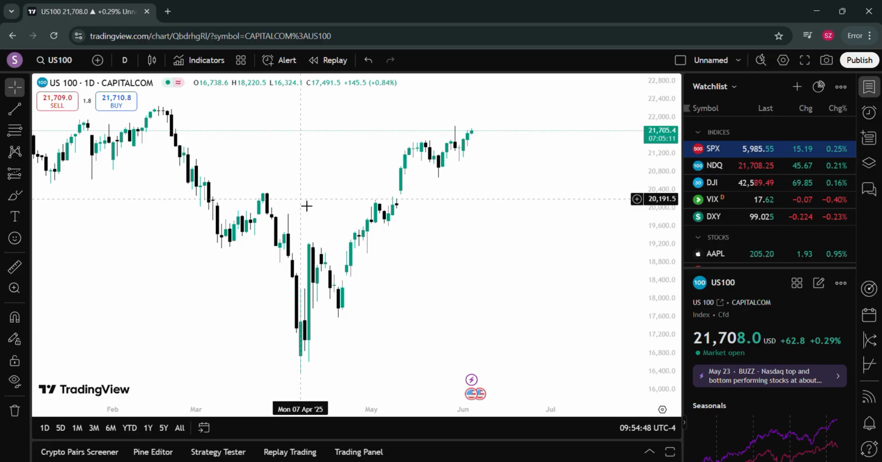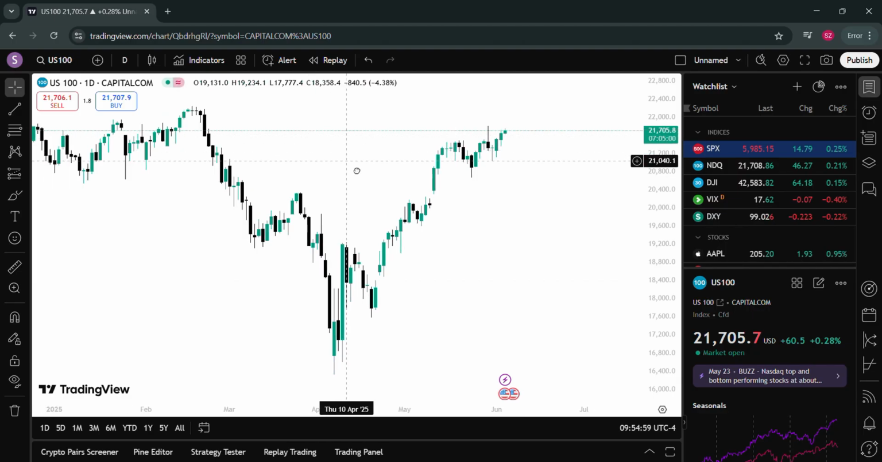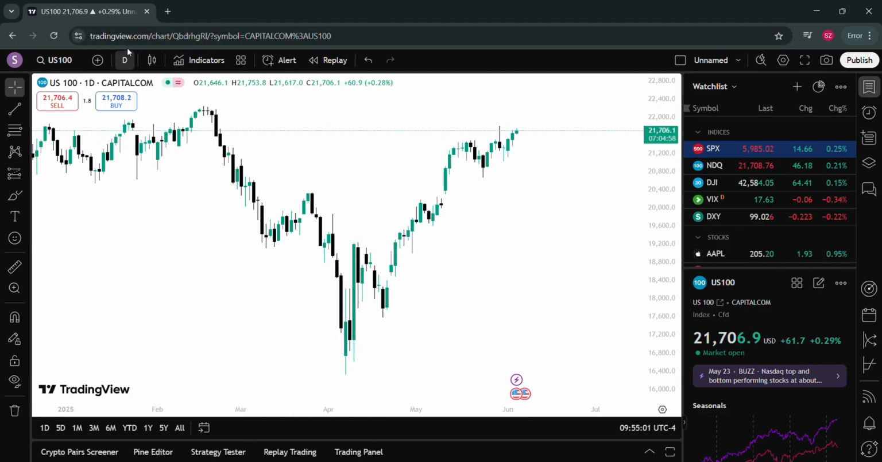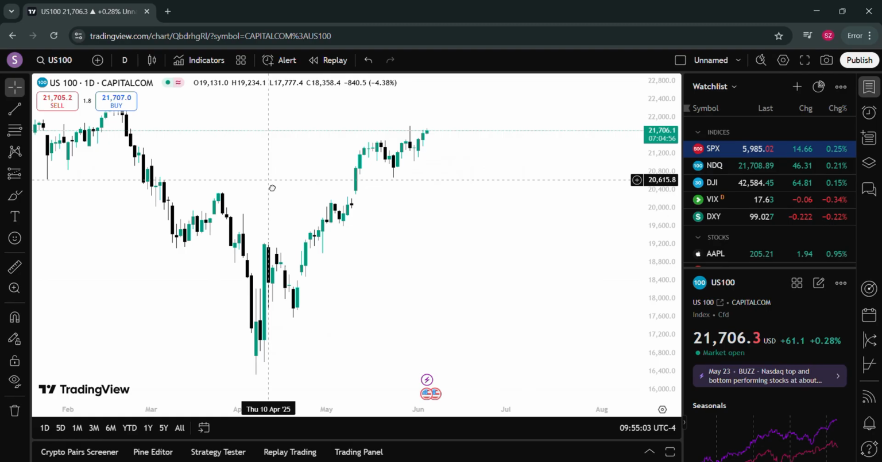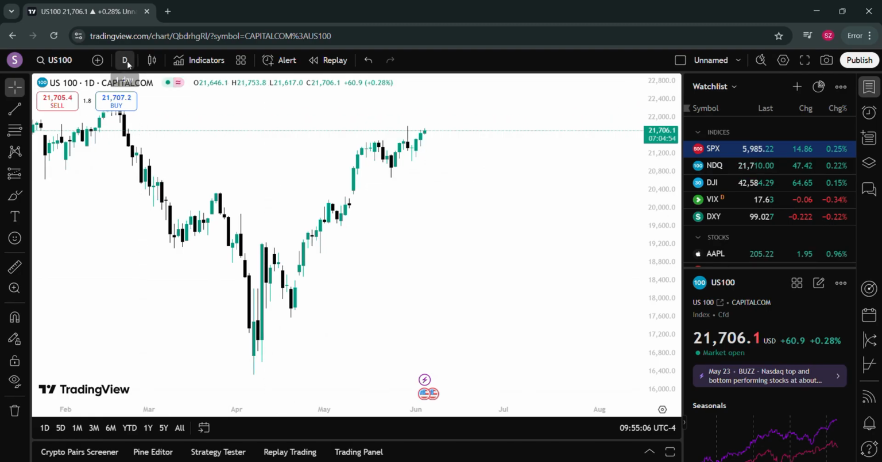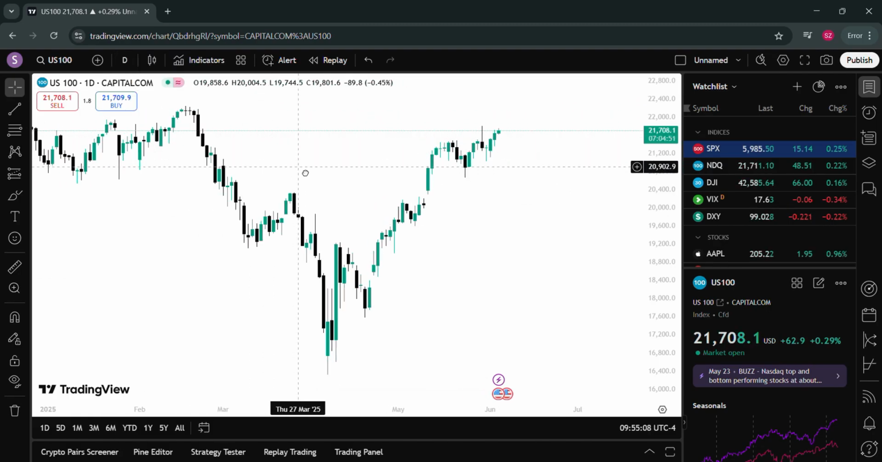Today is 4 June. This is the US100 trading chart. I only trade the US100 chart. This website is called TradingView, and let us highlight all levels for the day.